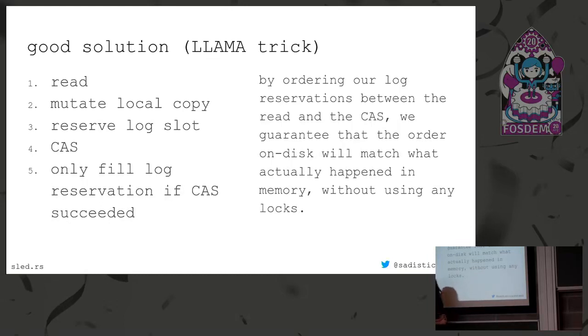Later on, when we know if our compare and swap failed or succeeded, if it failed, we basically can fill that conditional log reservation in with zeros. But if our compare and swap succeeded, it means that the log reservation also happened at a point that is linearizable. And at that point, we can actually fill in the mutation on disk such that it matches the order in memory. So even though we don't have any locks, we're still able to basically have things lined up.